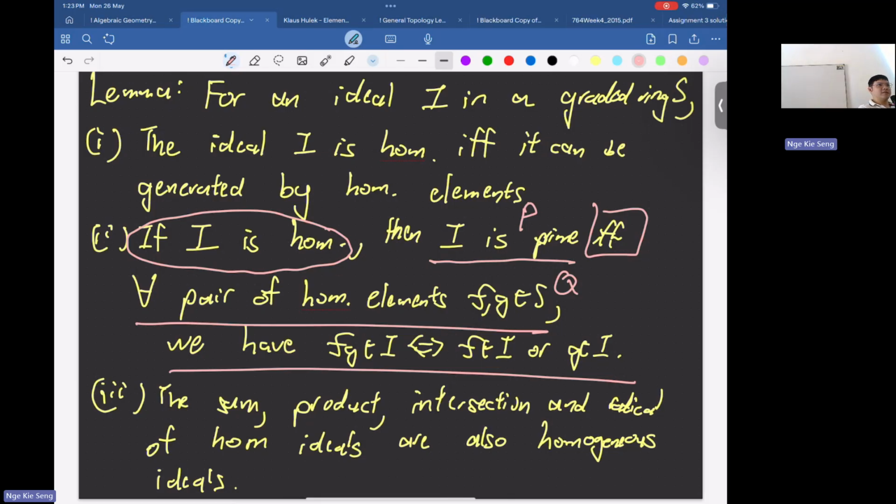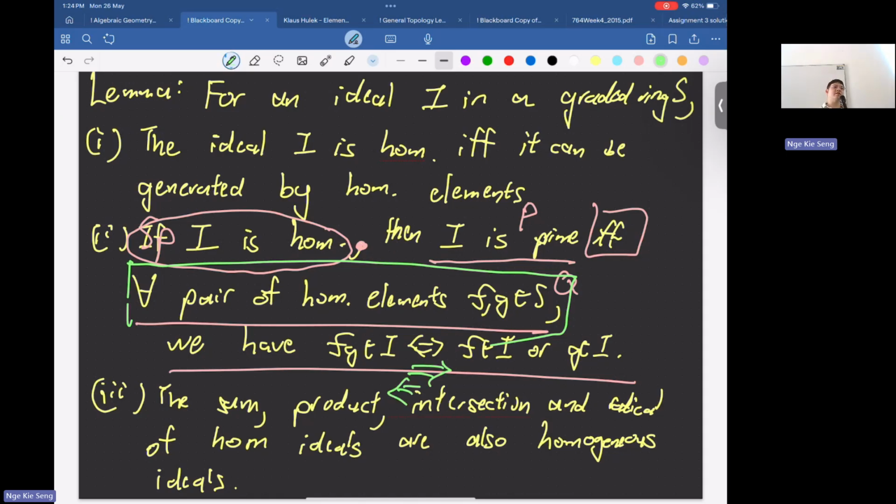Does it make sense? Maybe I can put it like this. Suppose I is homogeneous, full stop. Then I is prime if and only if this happens. So since Q has an if and only if, for the first if and only if you need to show P to Q and Q to P. Q to P is okay, you just show that I is prime. But for P to Q, what do you need to do for Q? You need to show the if and only if. You need to start with any pair of homogeneous elements and then do the two directions here.